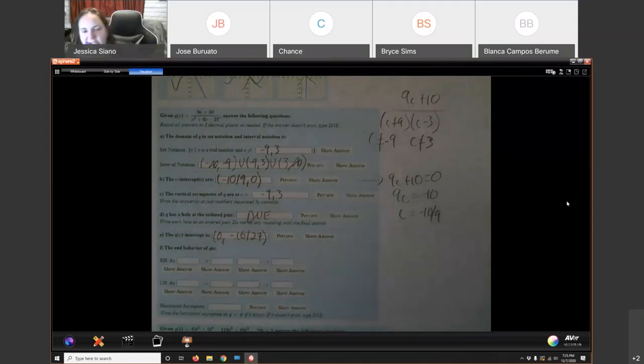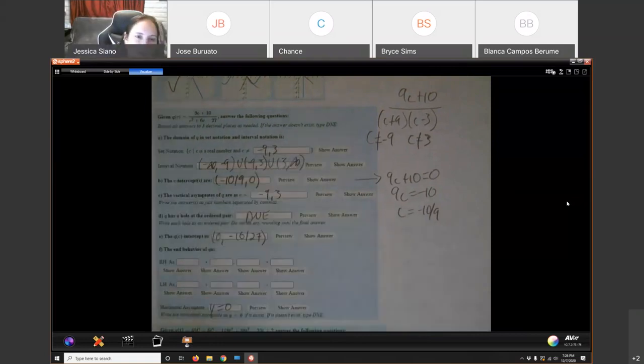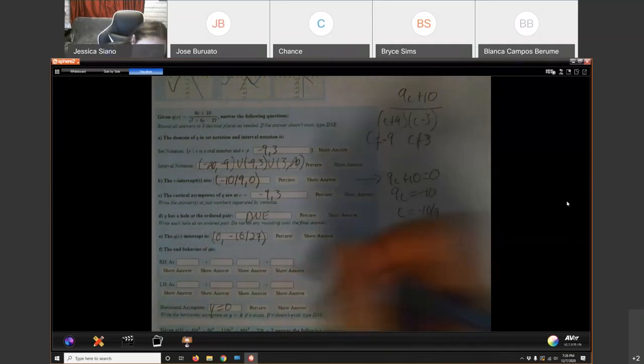And then last but not least here, we have a bigger degree in the denominator, which means that my horizontal asymptote is y equals 0. That means that both of these values are going to be 0.